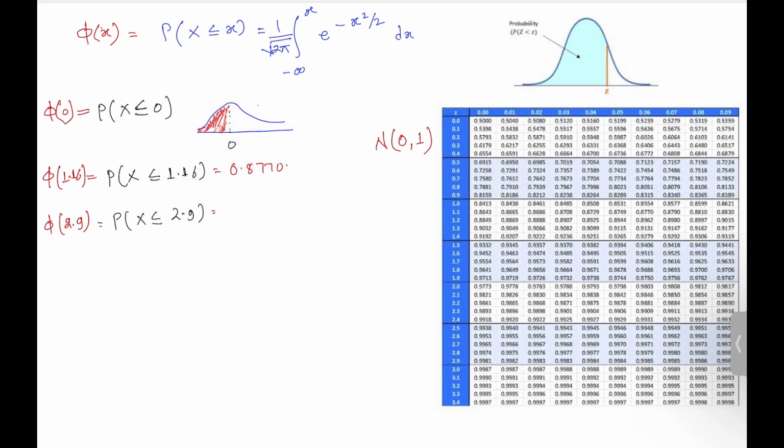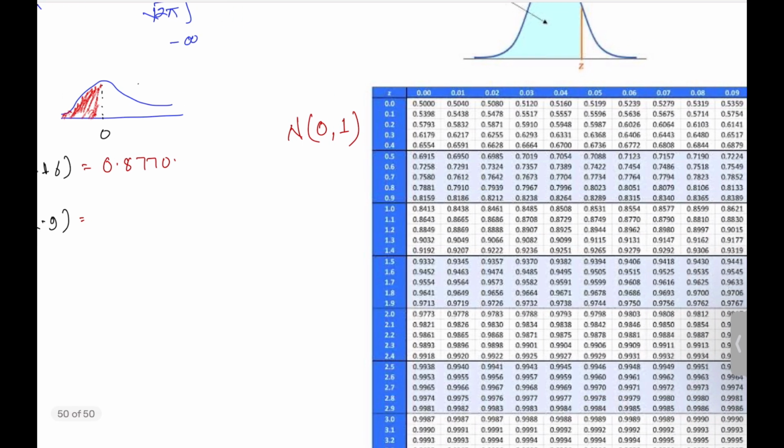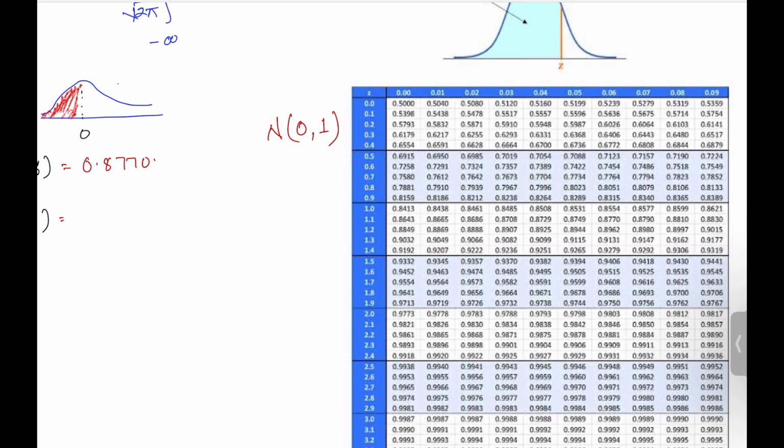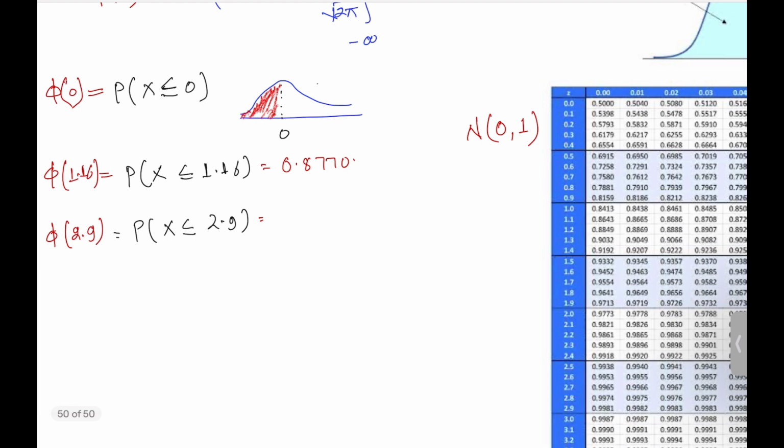What will be the probability that random variable x takes the value less than or equal to 2.9? So look at here. So 2.7, 2.8, 2.9 is here, right? And we need to find exactly at 2.9, so it is 0.9981.